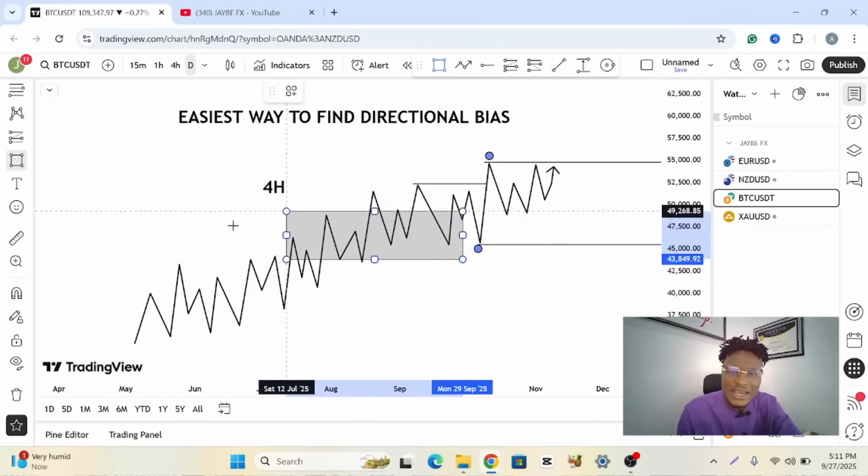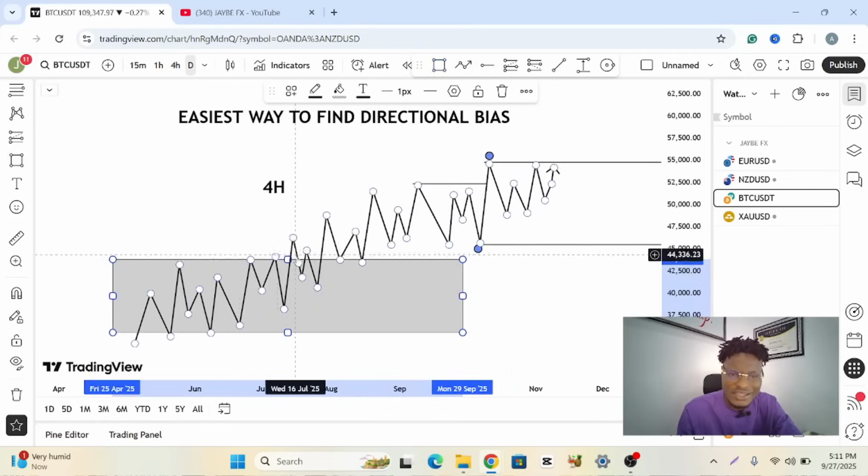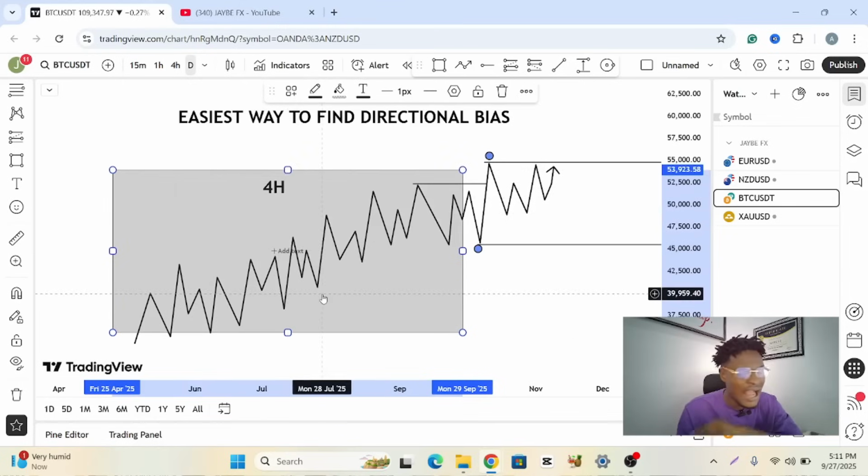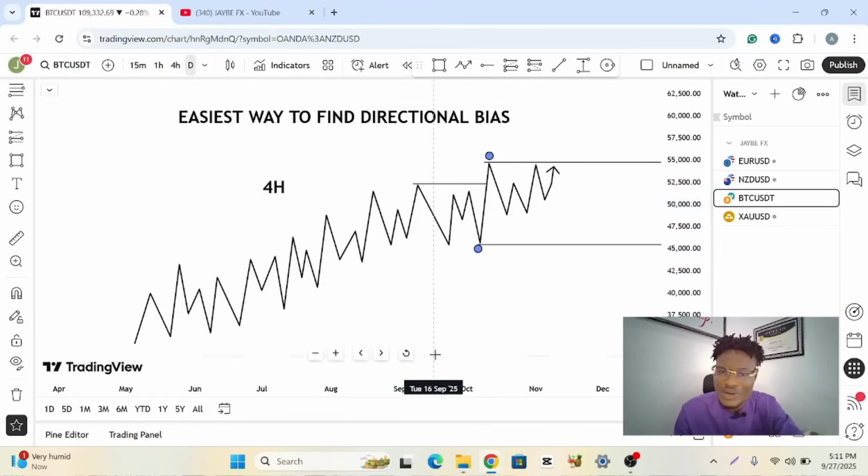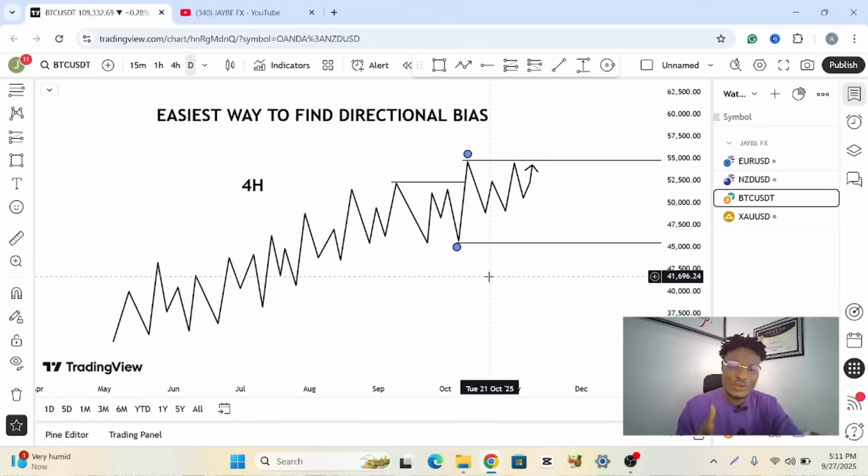Anything concerning here is none of your business. Anything that happened in the past, as they say, what is done is done. None of your business. You can't undo the past or change the past. We are only focusing on the present. Now the question is, is the present giving you an A plus setup?